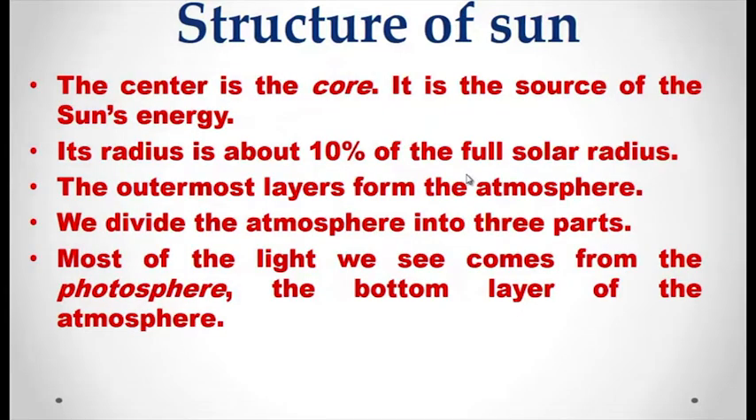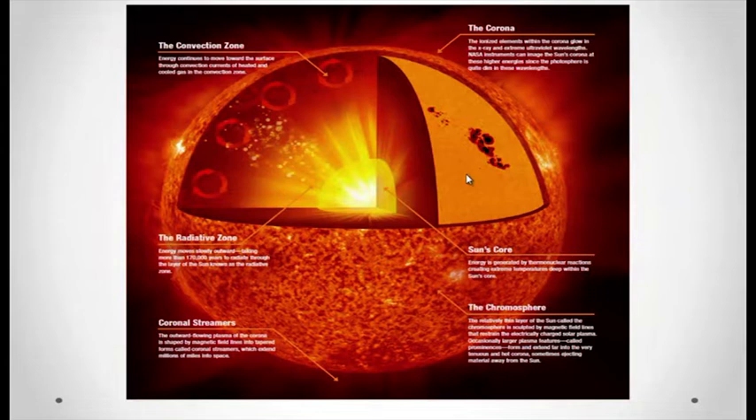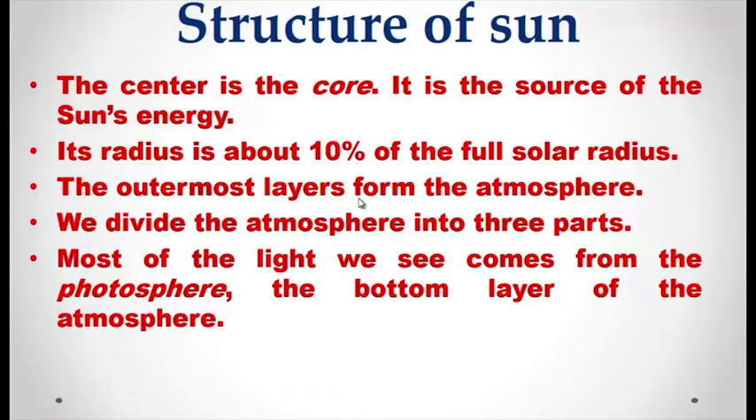Coming to the structure of Sun, as I showed earlier in this photograph, Sun has a central core which is the energy producing part in the Sun. Its radius is about 10% of the full solar radius. So if you consider Sun as a 100 centimeter diameter ball, in that 100 centimeter diameter, a 10 centimeter ball constitutes the core of the Sun. The remaining parts are outermost layers or other parts.